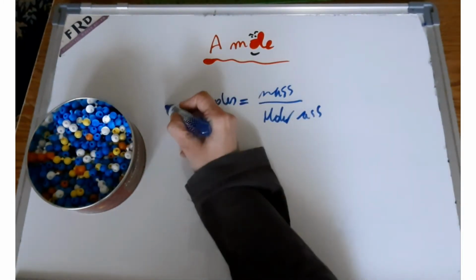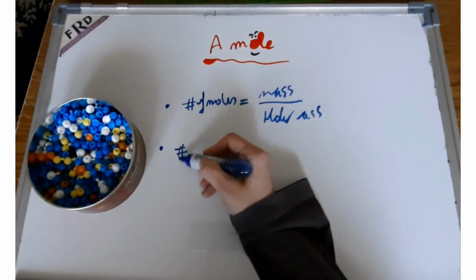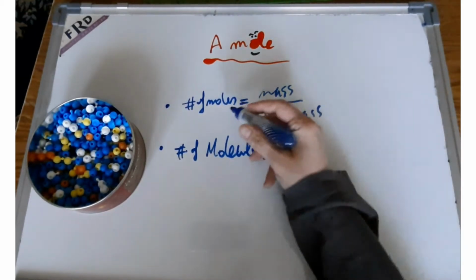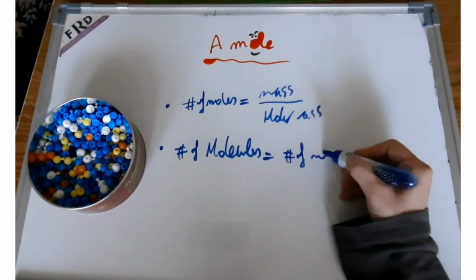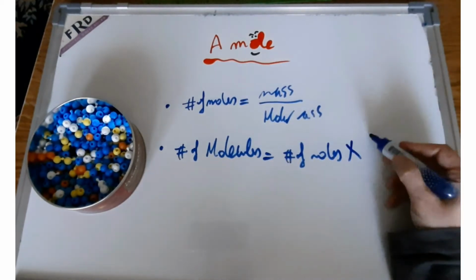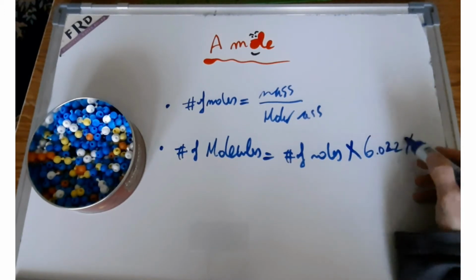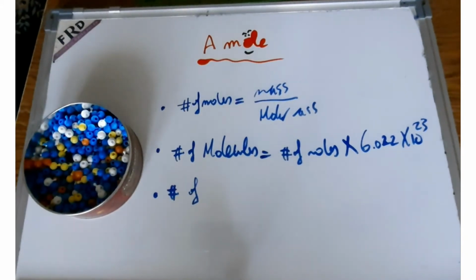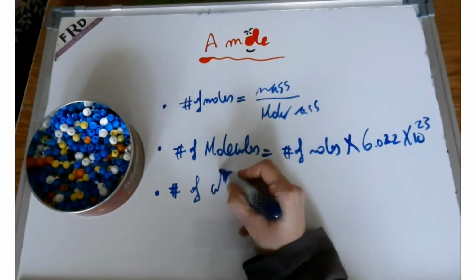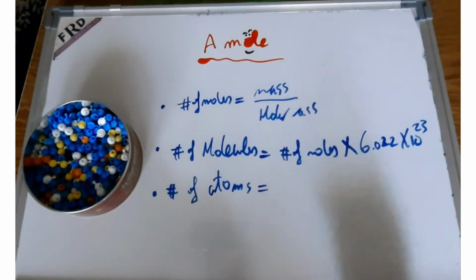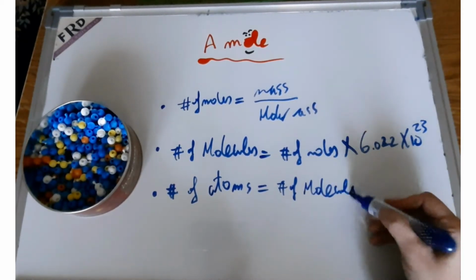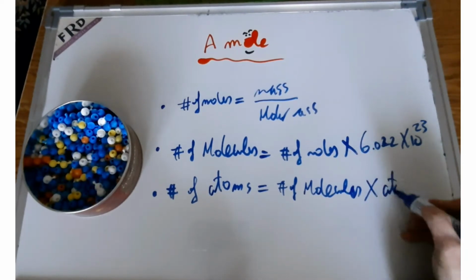Number two, number of molecules equals number of moles times Avogadro's number. Our third rule is number of atoms equals number of molecules times atomicity.